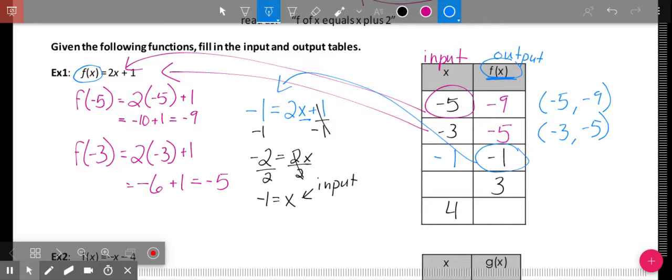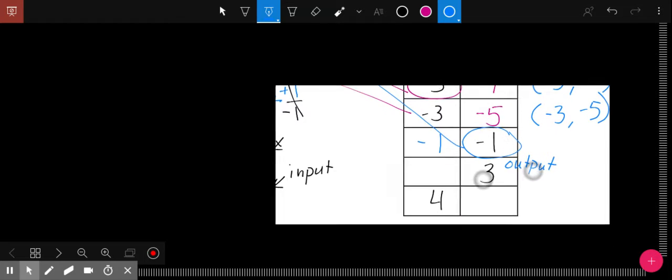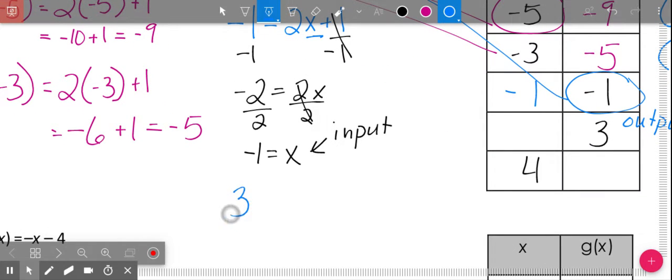Okay, now, if you need to rewatch that, please do. Okay, we're going to try this again with 3. Again, we are given an output. This is an output, so we cannot plug it in for x. So what we have to do is get rid of this f of x right here, and instead now we'll have 3 is equal to 2x plus 1.